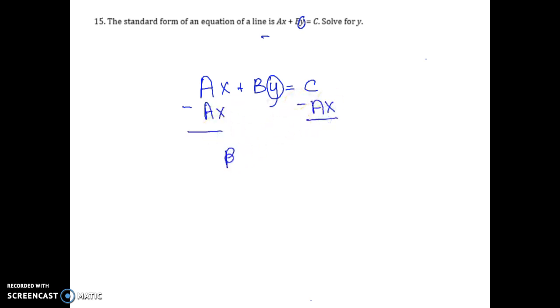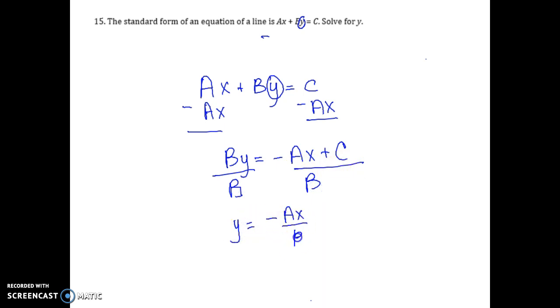Okay, number 15. The standard form of an equation of a line is ax plus by equals c. We're solving for y. We're going to start by, let's write the problem down. Ax plus by is equal to c. Solving for y. So we're going to start by subtracting the other term, the ax. So we've got by is equal to negative ax plus c. And then we're going to divide both sides by b. Y is equal to negative ax divided by b plus c divided by b.